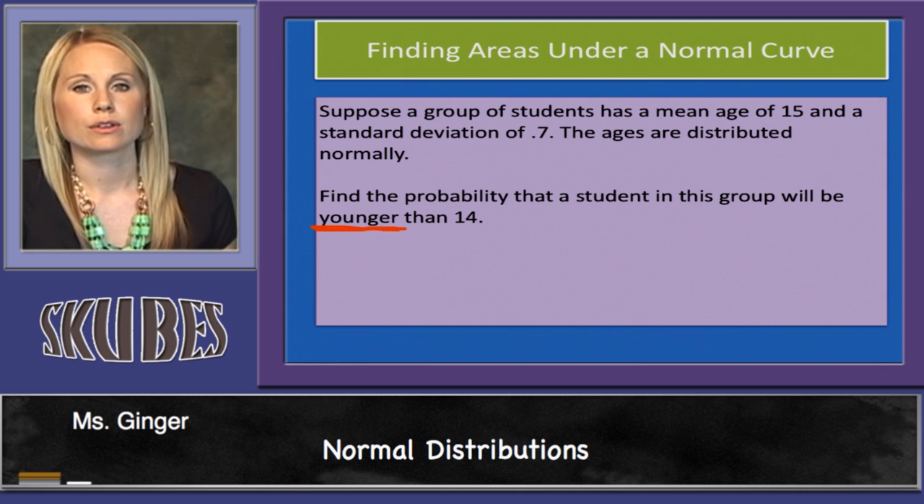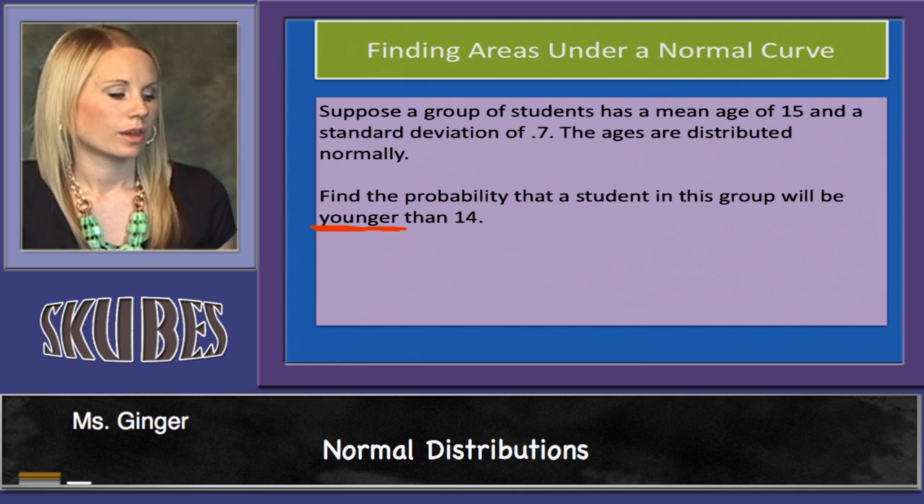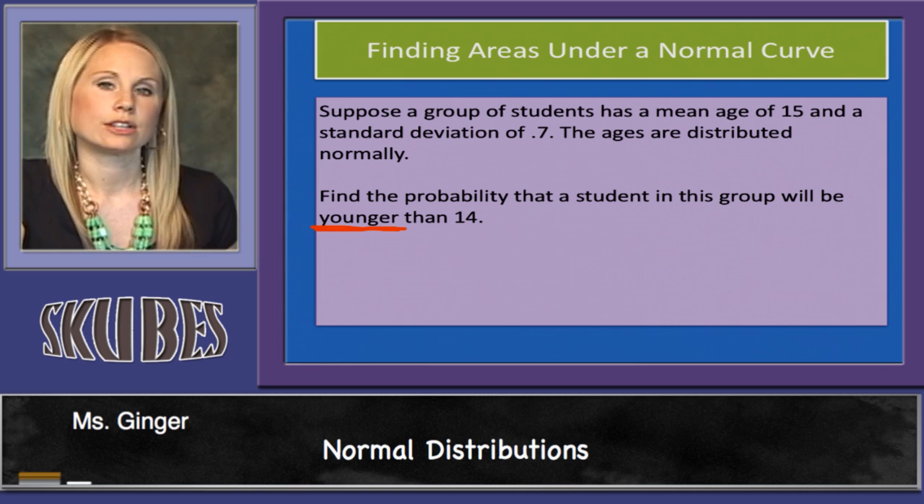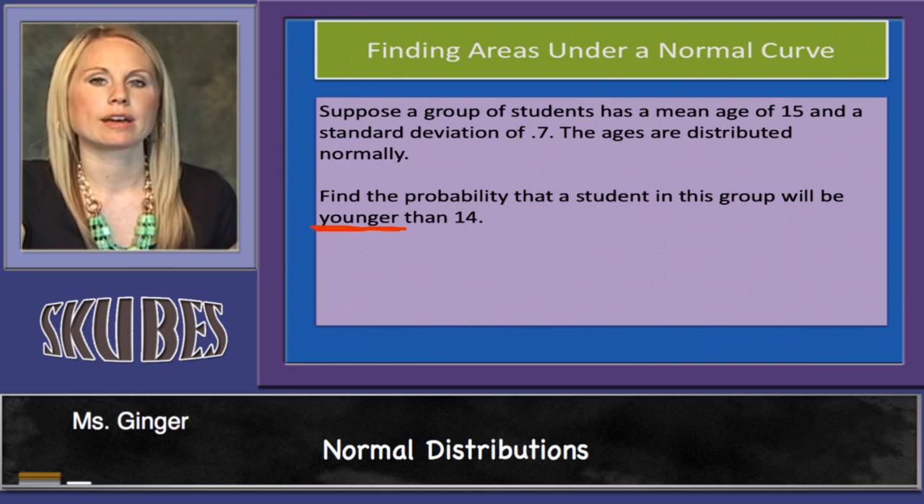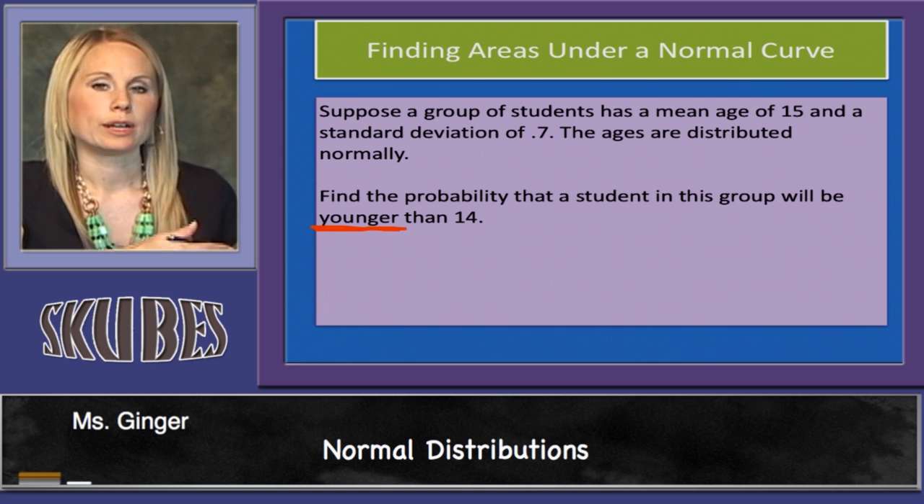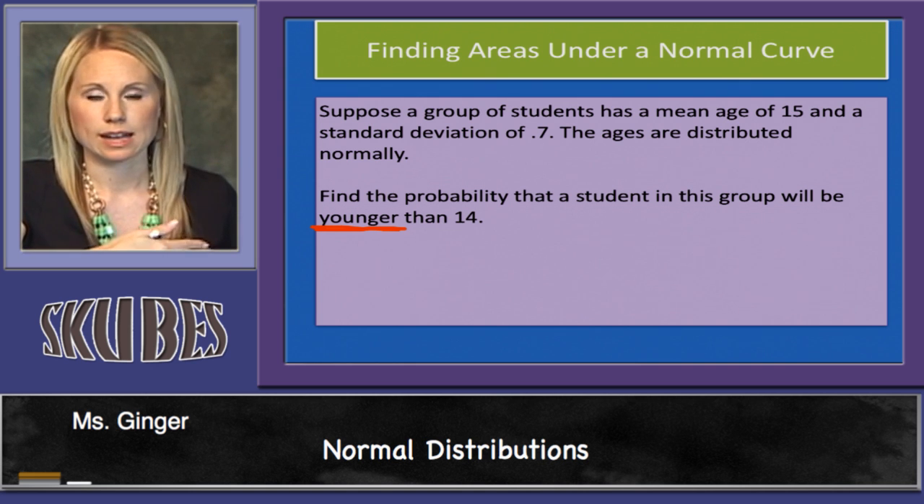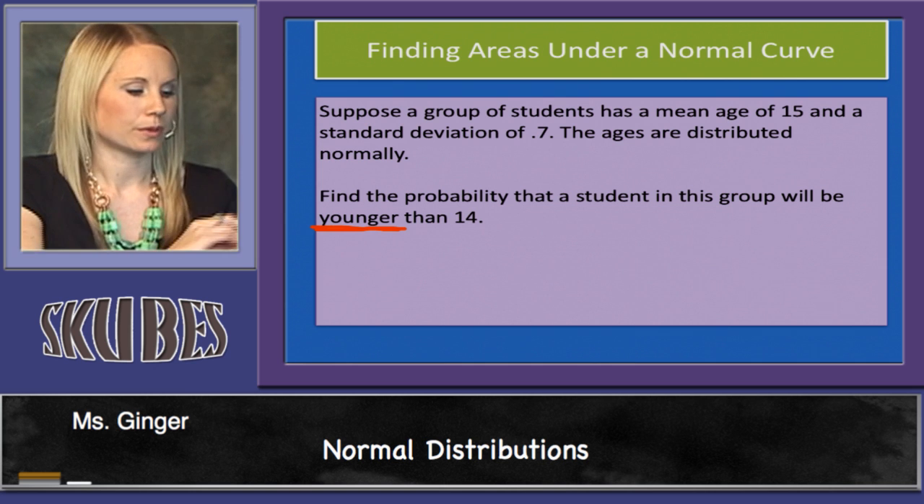So think about that word younger than. We are looking for students that are less than age 14. So we're going to use that first method where we go to the table and pull the number exactly like we see it from the table. Okay.